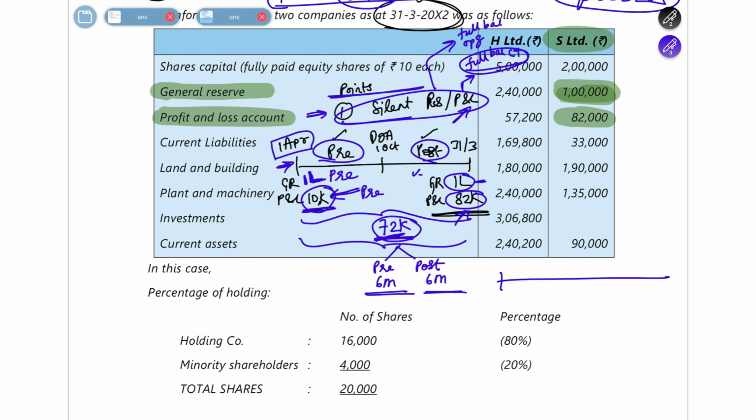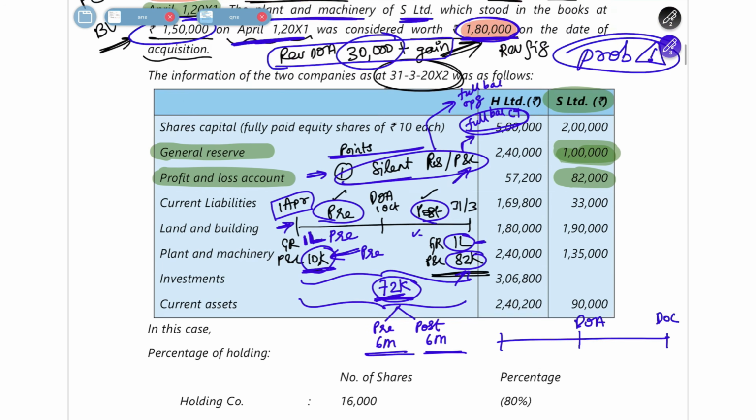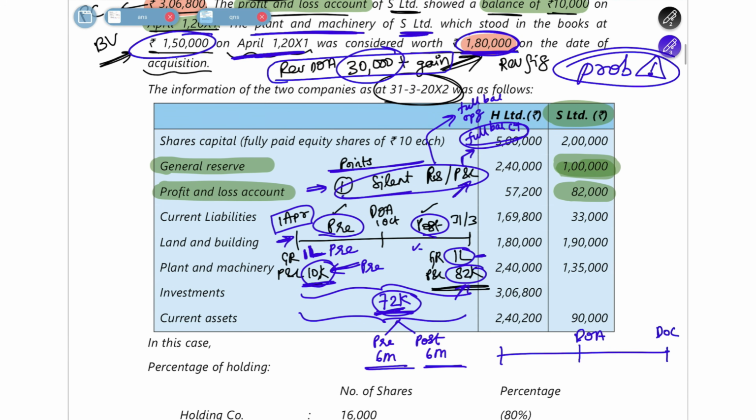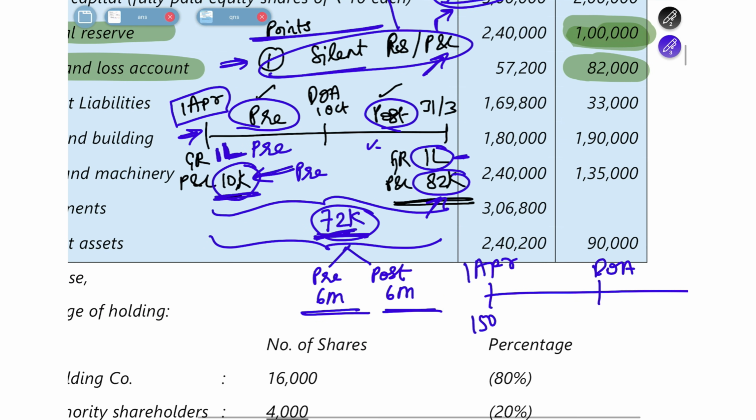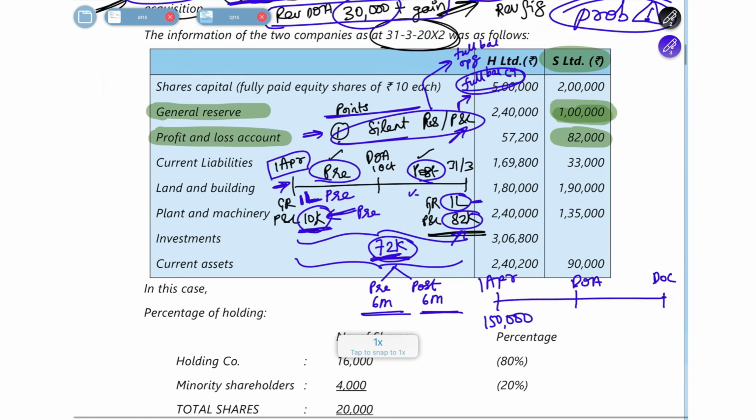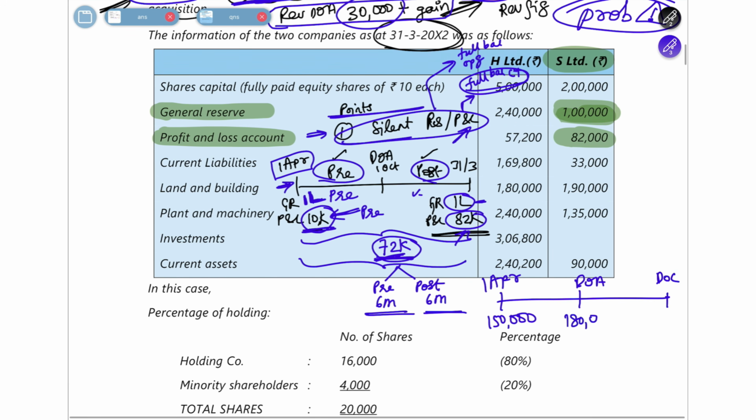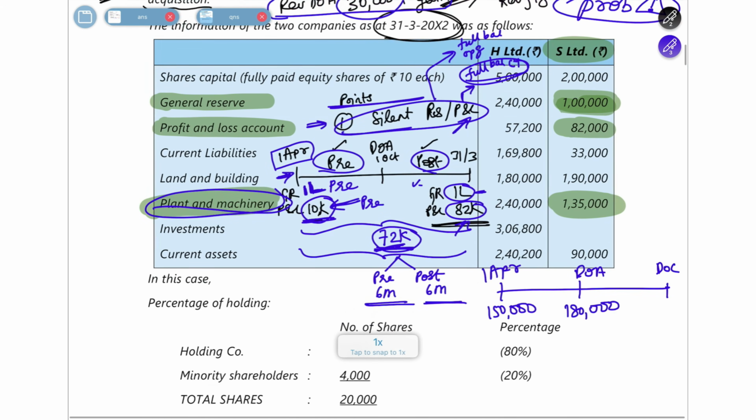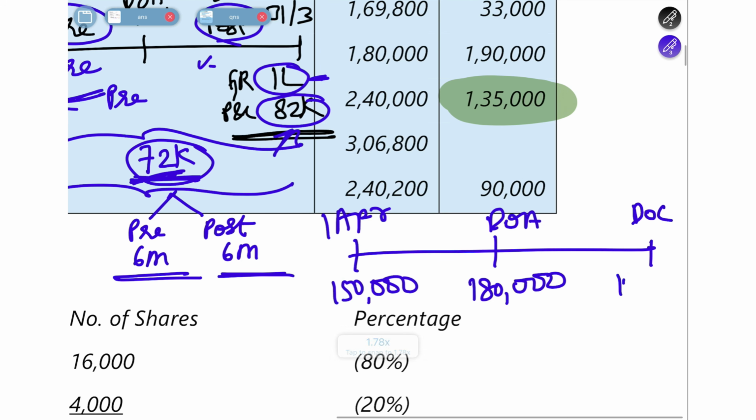They are saying that there is a date of acquisition, there is a date of consolidation, and as well as there is a year start, that is 1st April. So they are saying the value of plant and machinery on 1st April is 1,50,000. As on date of acquisition it is 1,80,000. As on date of consolidation, the value of plant and machinery as given in the question is 1,35,000.